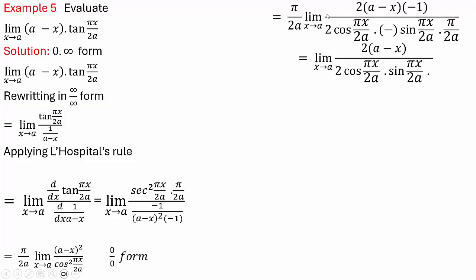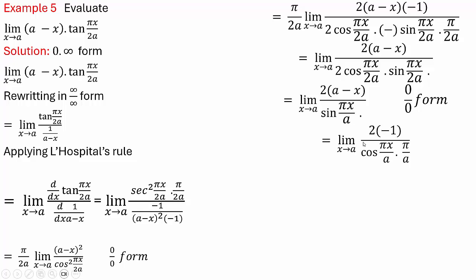2 gets cancelled, and it remains limit x tends to a of 2 times a minus x divided by 2 times cos of pi x by 2a into sine of pi x by 2a, which is nothing but limit x tends to a of 2 times a minus x divided by sine of pi x by a. It is again 0 by 0 form. Therefore, applying L'Hospital rule, limit x tends to a of derivative of 2 times a minus x divided by derivative of sine of pi x by a.